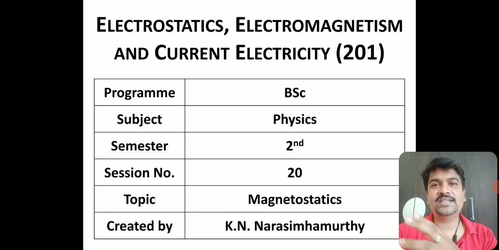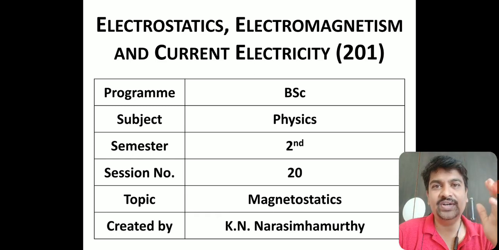The same Biot-Savart's law I applied for a solenoid. I got an equation for the magnetic field at the center of the solenoid as mu naught Ni. And at one end of the solenoid, I got the magnetic field as mu naught Ni by 2, which is half of the magnetic field at the center of the solenoid.